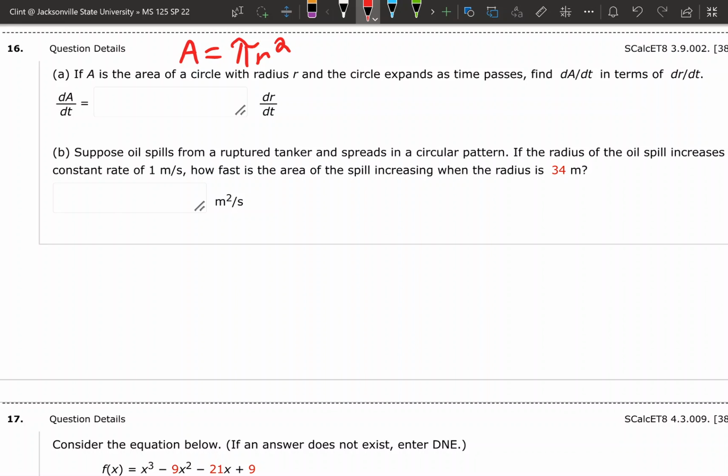So all we're doing, we're taking the derivative of both sides with respect to t, with respect to time. So if we take the derivative of A, it just has a 1 coefficient, so we'll just get 1, but then we have a dA/dt. And then on the other side, pi is just a constant, so it's a number. So taking the derivative over there, we would do 2 times pi, and then subtract 1 from the exponent, we'll get r. And then we'll have a dr/dt term.